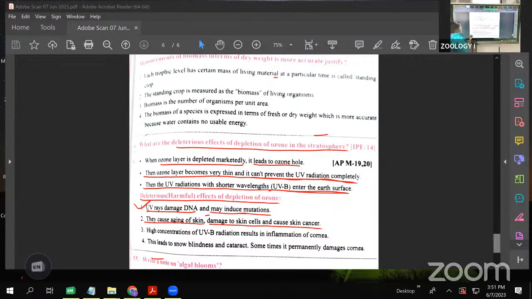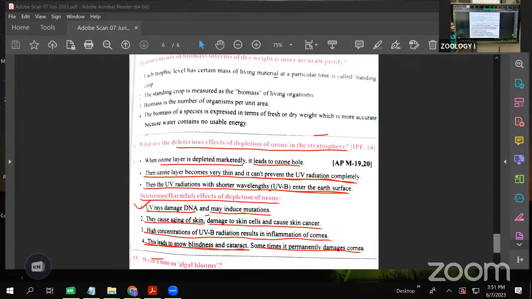Clear? Next, a high concentration of UVB radiation results in inflammation of the eye's cornea; the cornea will undergo inflammation, and swelling will occur. Next, this leads to snow blindness or cataract. In the eyes, a high concentration of UVB radiation mainly causes inflammation of the cornea. Continuously following that leads to snow blindness and cataract. Sometimes it permanently damages the cornea. This effect is more on the eyes.